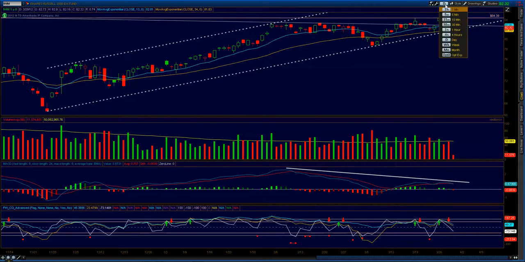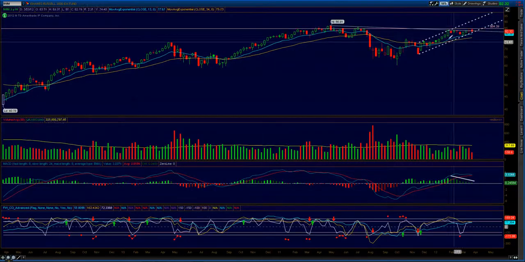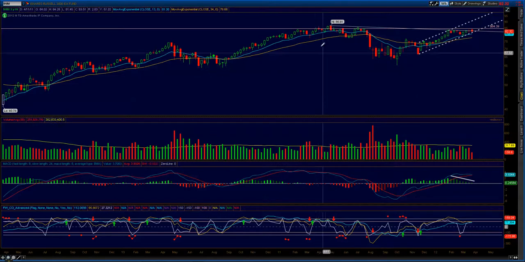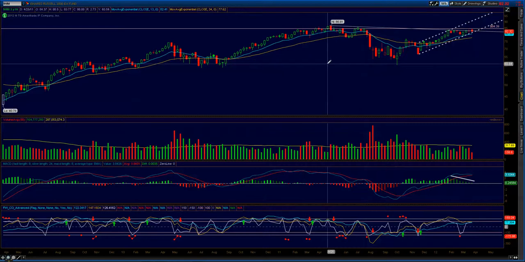Let's also look at what's going on in the weekly, because the actual weekly chart is quite interesting, and this is why. On the weekly channel, you have this down trend line. Let me go ahead and highlight it.